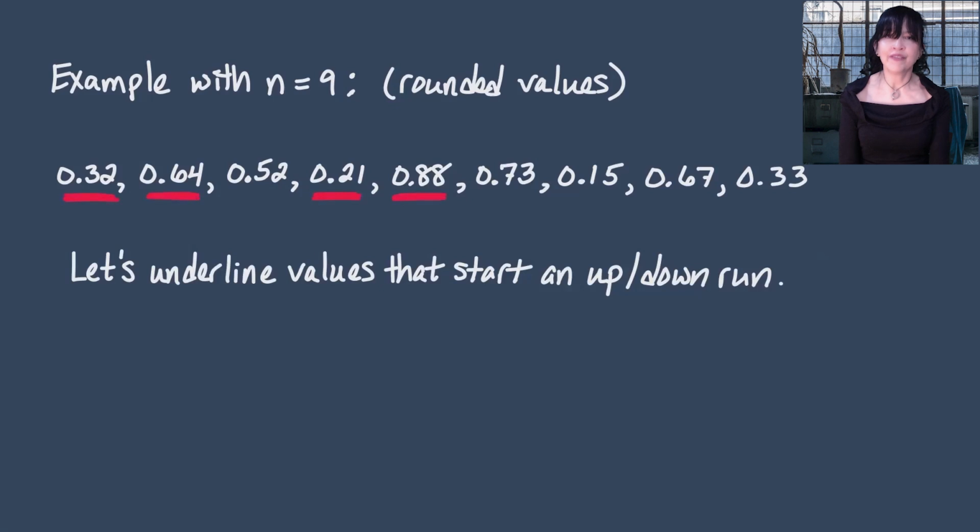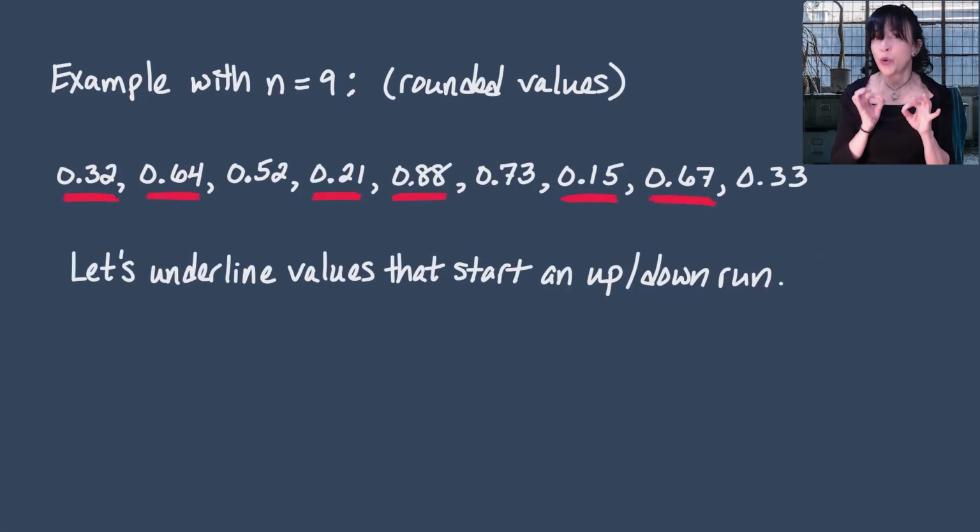But from 0.15, we turn it around and we're starting a run back up because the next value is 0.67. From 0.67, we turn back around and go in the decreasing direction to 0.33. So 0.67 is also starting a run. And again, in everything I just said, I don't care about the lengths of those runs. I just underlined each value that is starting a run of any length.